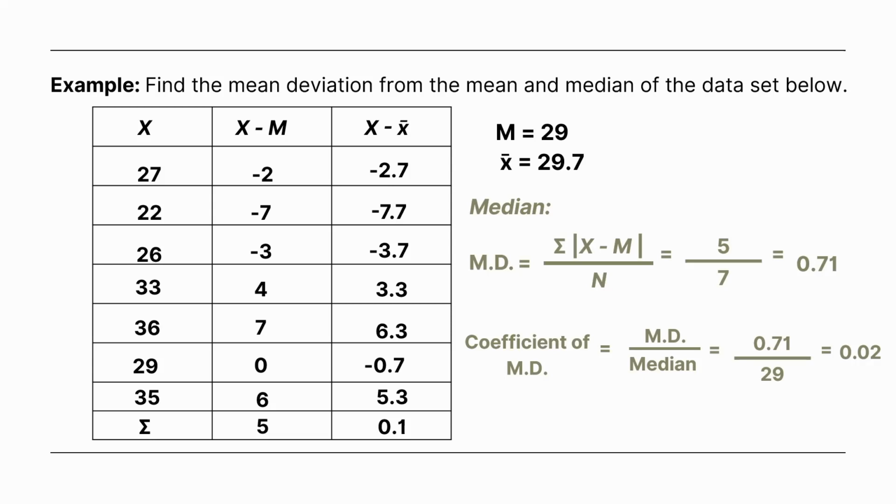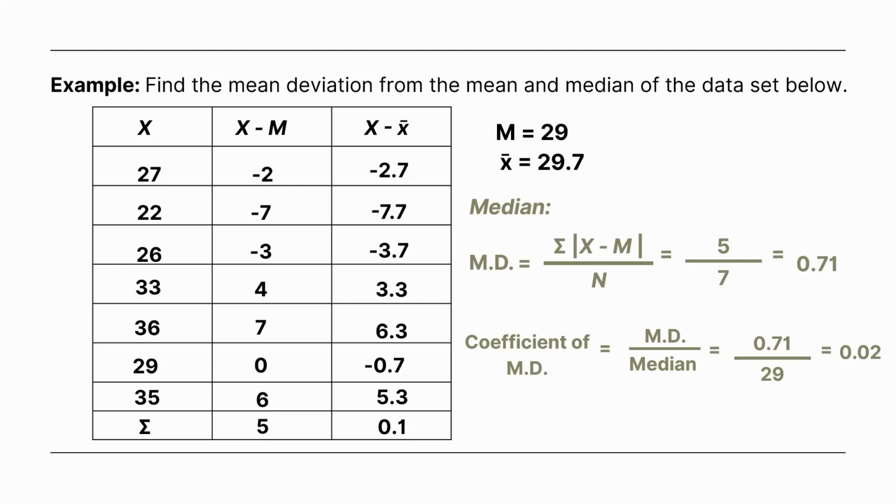Calculating the mean deviation from the median, simply divide the total value of the x minus the median over n. Here, the x minus median is 5, and the n, or the total number of values in the set, is 7. And 5 divided by 7 equals 0.71. Then from this, we can calculate the coefficient of the mean deviation from the median by simply dividing the mean deviation over the median. Hence, 0.71 over 29 equals 0.02.